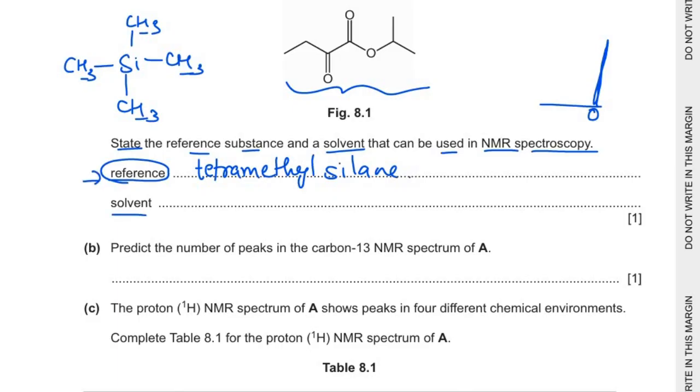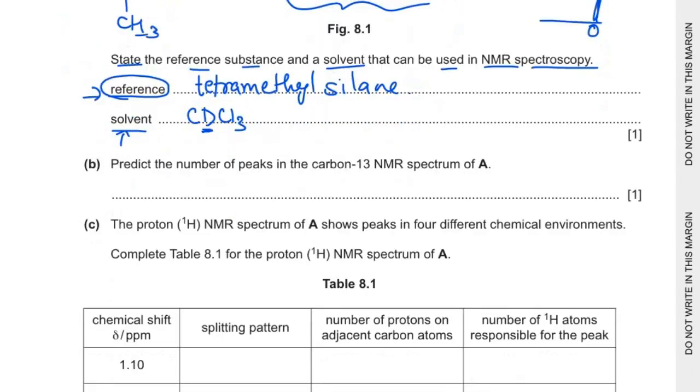Now what's a solvent? A solvent is a substance in which we can dissolve our compound, but the solvent which we use should not interfere with the peaks of the compound. So the commonly used solvent is CDCl3. Now what is D? D is deuterium, the heavier isotope of hydrogen, and deuterium does not produce any peak in NMR spectroscopy, so we use CDCl3 as a solvent. So here are the two substances.